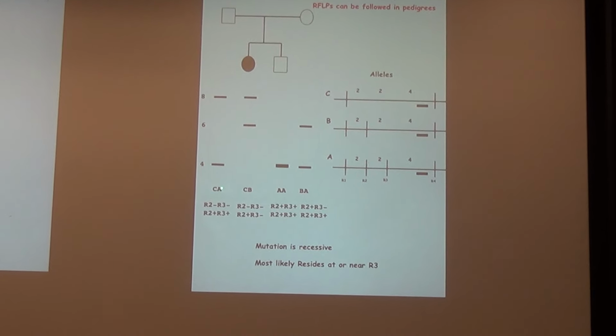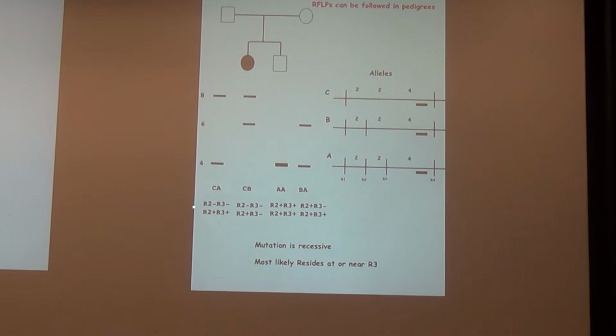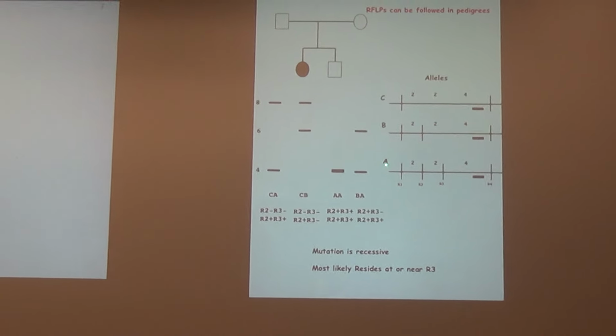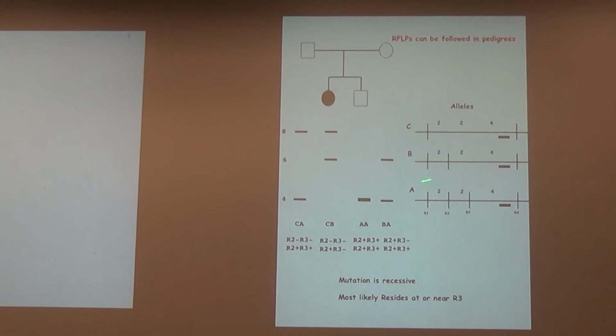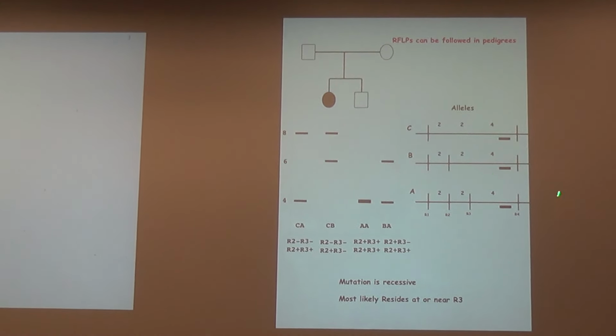The father is heterozygous CA allele. So in one case, he's got this configuration on one of the chromosomes. He's got this configuration at the locus, the RFLP locus. On the second chromosome, the second copy, the homologous chromosome, he's got this configuration. The mother is heterozygous, but not exactly the same as the father. The mother is heterozygous BA. She's got one allele of this type and one allele of this type.